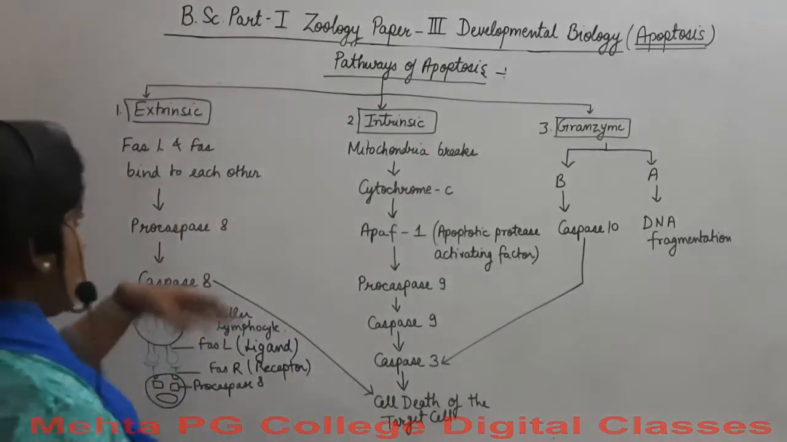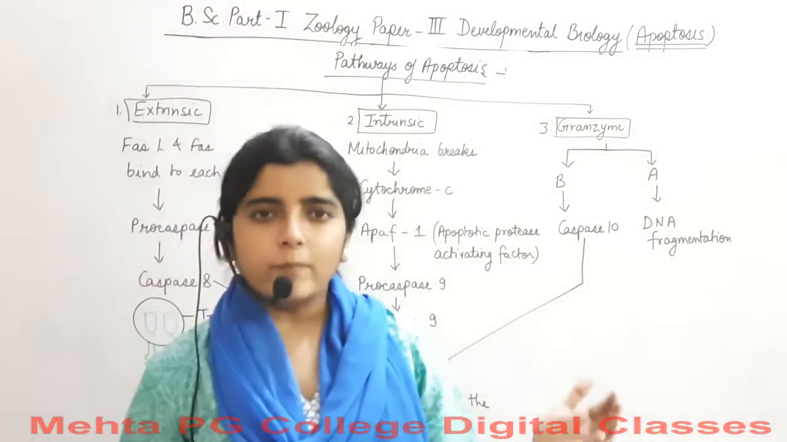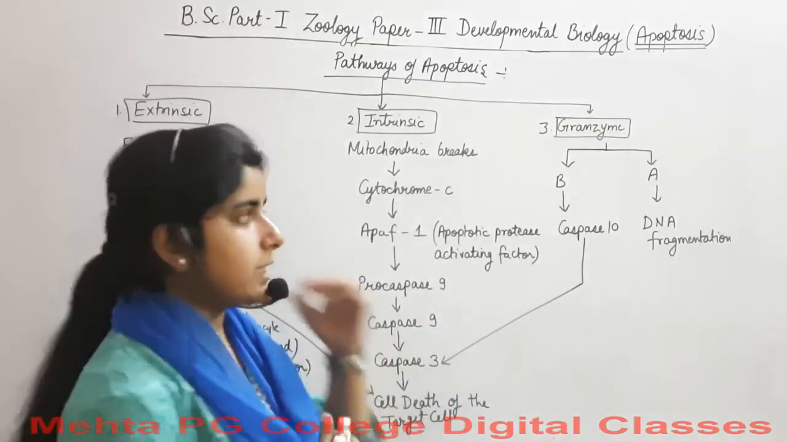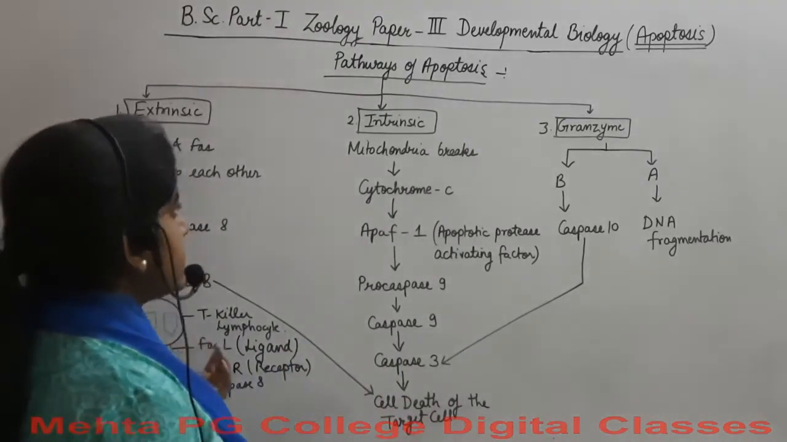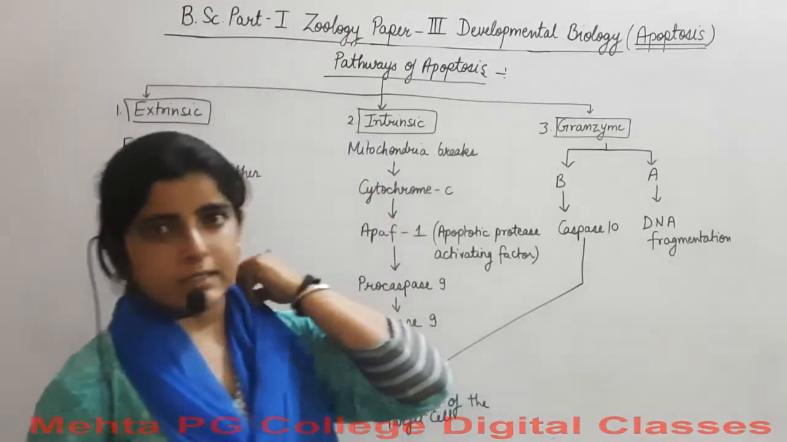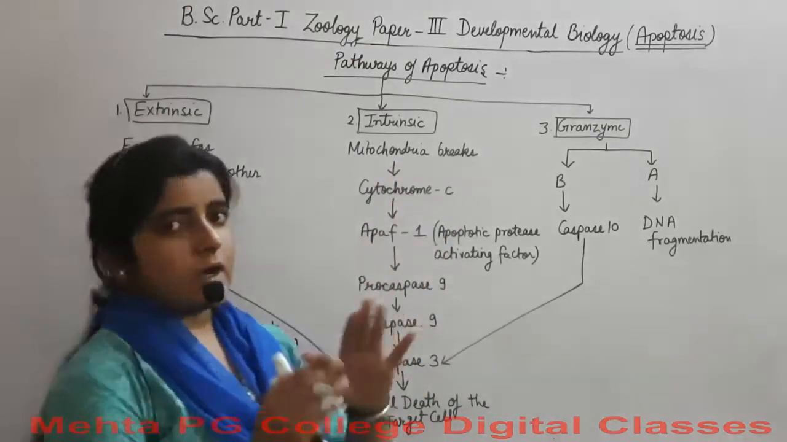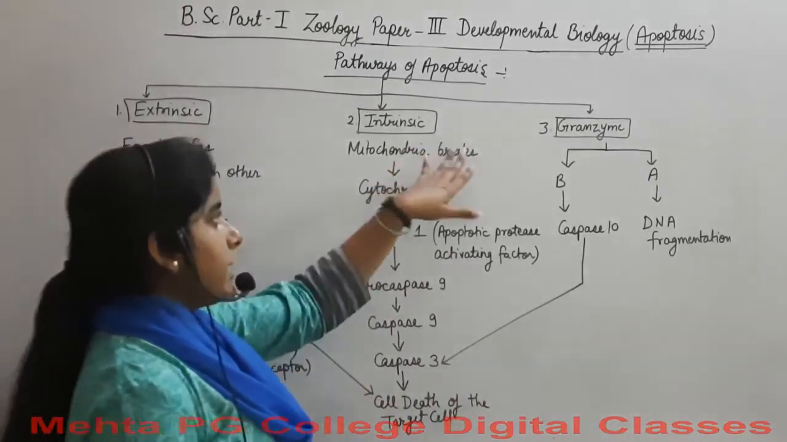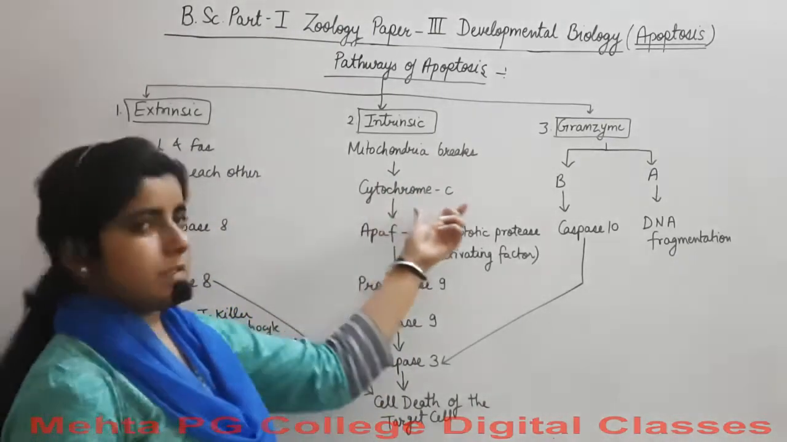The second pathway is called the intrinsic pathway. That means signals are coming from within the cell, or from the internal environment of the cell. Now what happens is some damage to the mitochondria occurs, and as a result of stress or damage, the mitochondria breaks off, right? And when the mitochondria breaks off, what is released outside is cytochrome C.